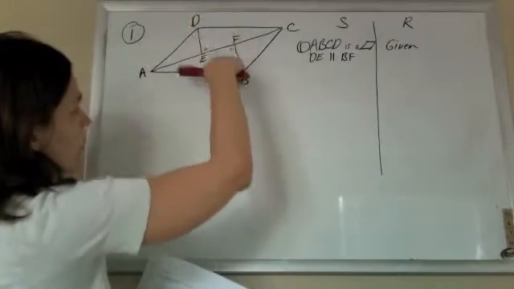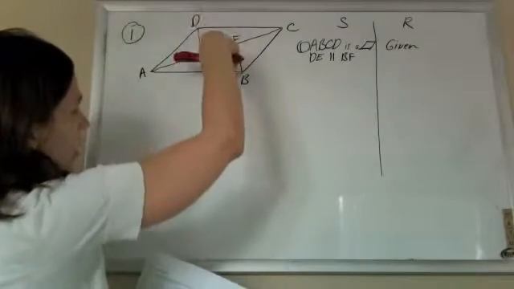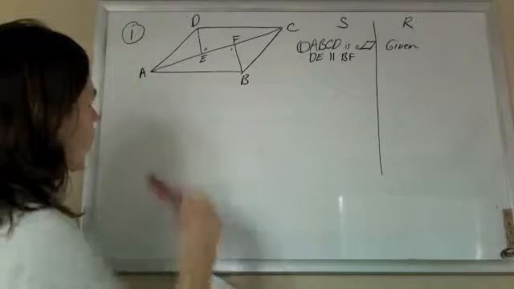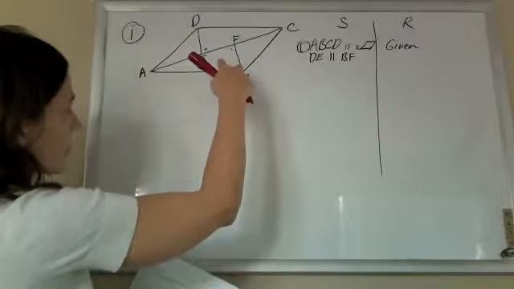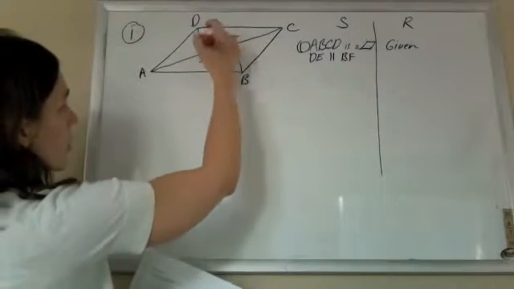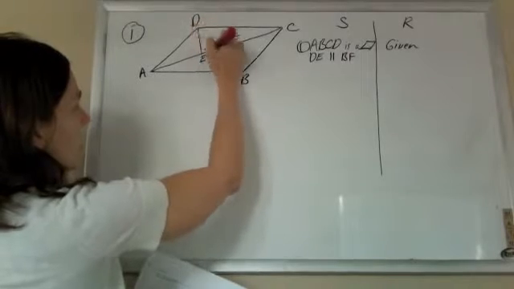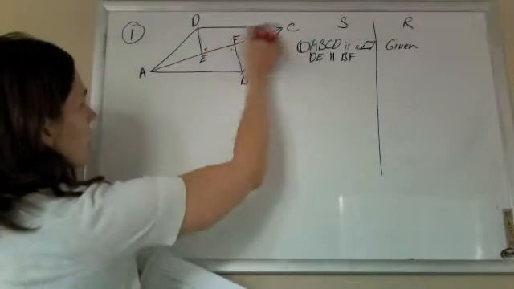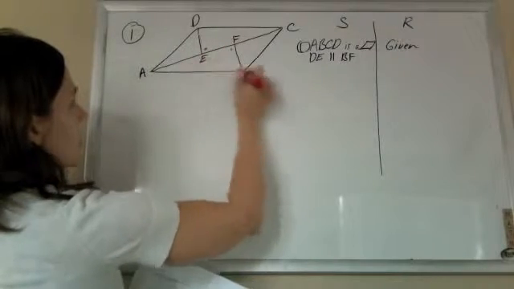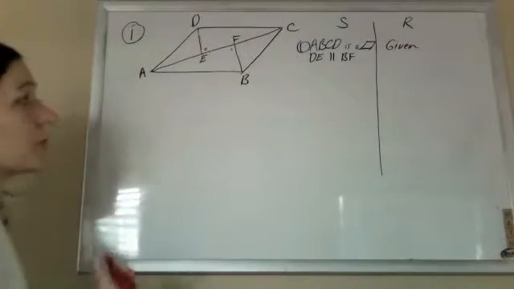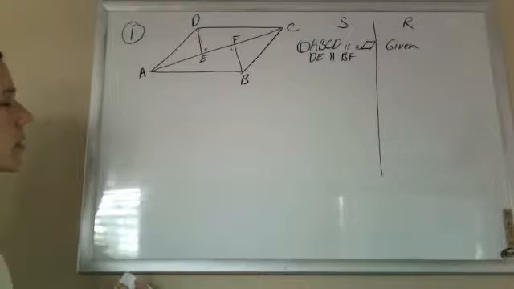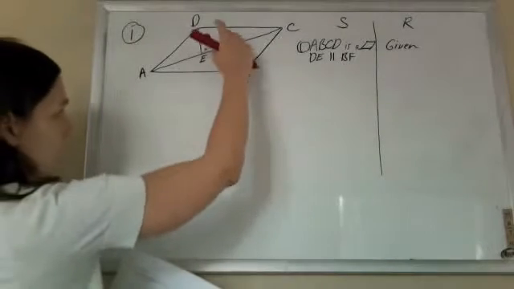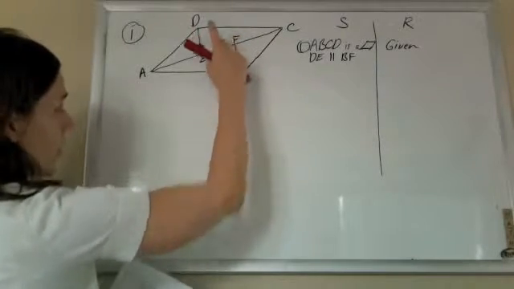So can I prove that these two angles are congruent? Well, I would know those two angles are congruent if I knew that these big triangles are congruent, this guy here and that guy there, because if the big triangles are congruent, then all their pieces are congruent. So I'm like, okay, well, can I prove those triangles are congruent?